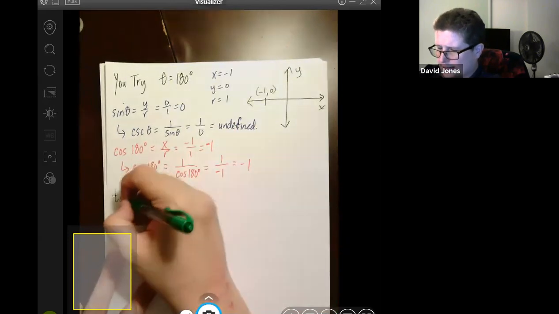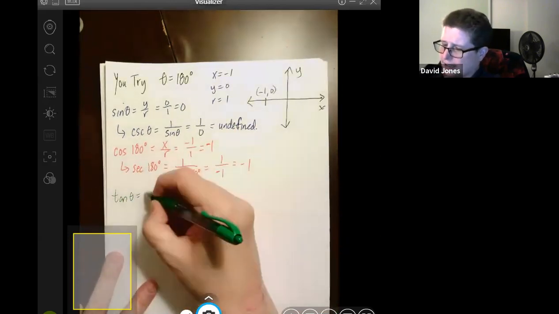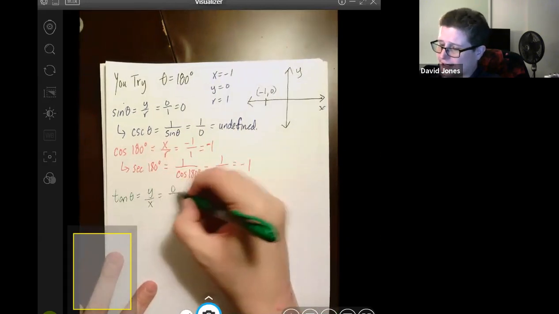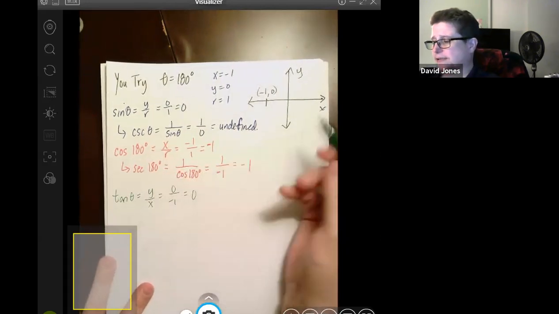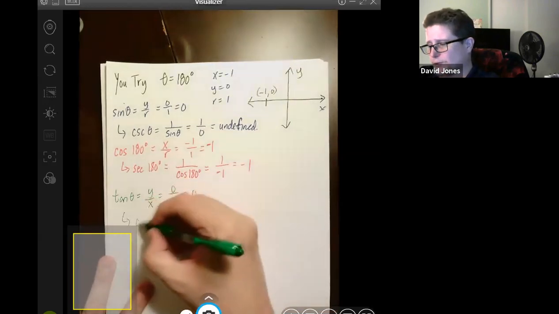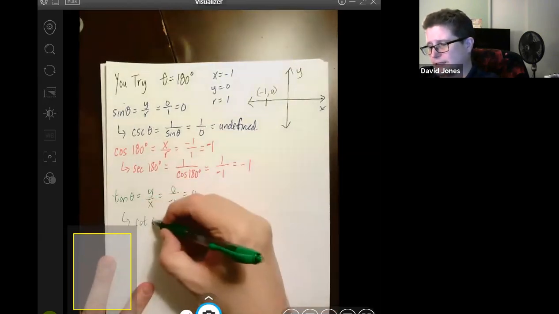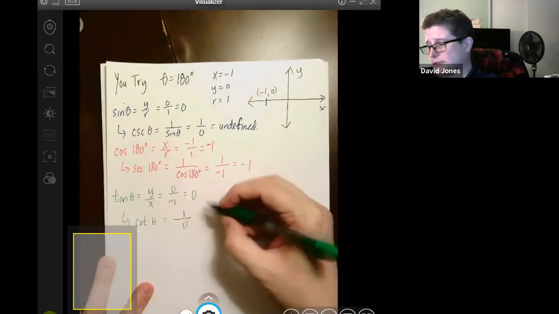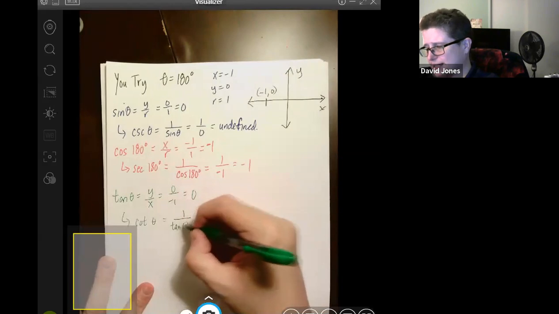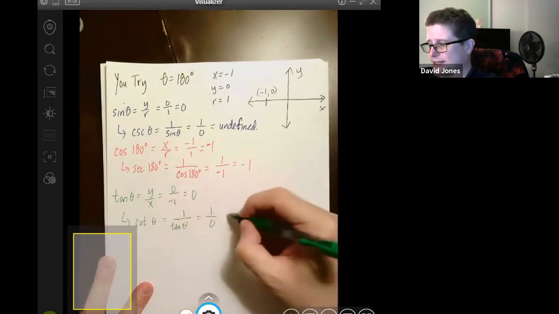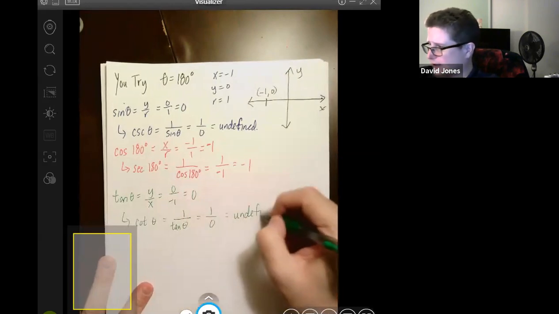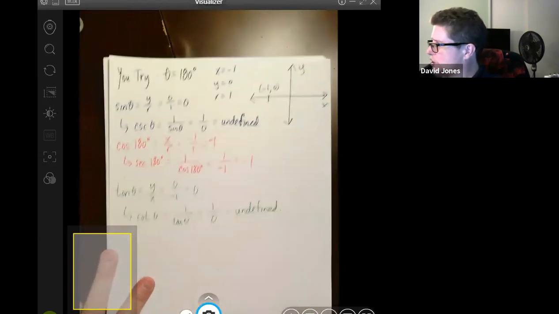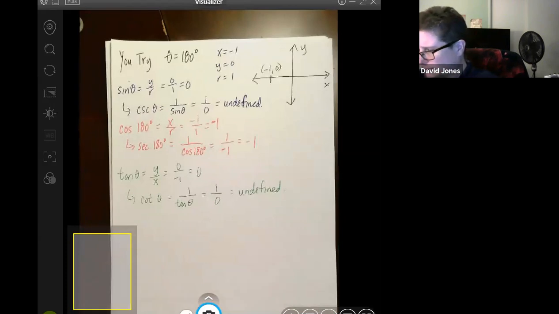And tangent theta is y over x, 0 over negative 1, which is 0. The reciprocal, or 1 over tangent theta, so 1 over 0 is undefined. So we can make a little table.